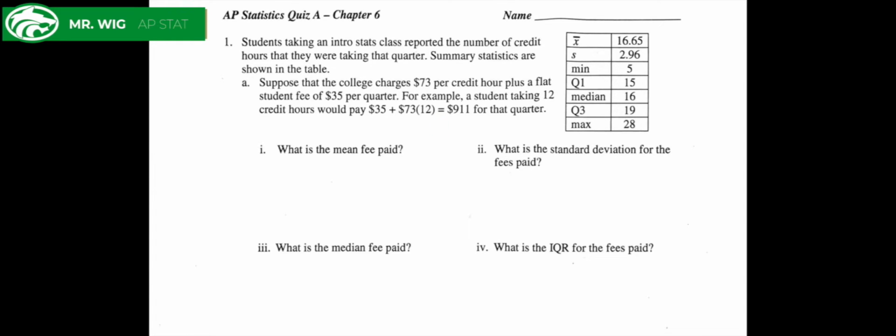Let's just, for a second, look at how they transformed it. We've got 35 plus 73 times the value that we're plugging in, right? And this value is the number of credit hours that we're working on, right? And so if I want to convert, it says, suppose they charge 73 for a flat rate of 35 per quarter, and then if they're taking credit hours, you have to multiply them by 75, right? So here is the average number of credit hours, the standard deviation for the number of students, and all of the 5-number summary here. They want us to convert this over.